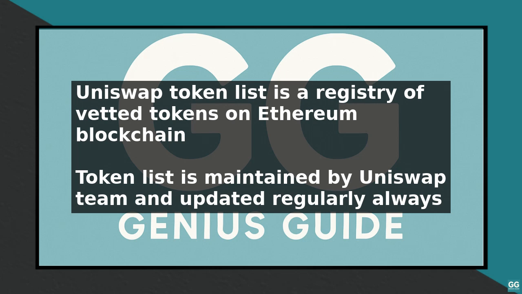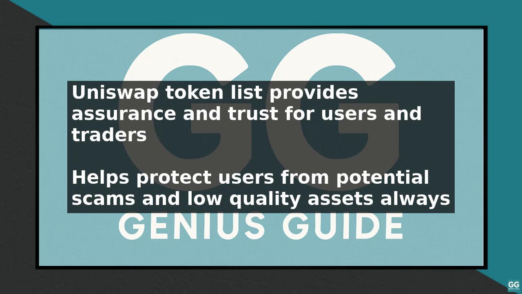To begin, let's define what the Uniswap token list is. The token list is a registry of tokens that have been vetted and approved by the Uniswap community, ensuring that they meet certain standards and criteria. This list is maintained by the Uniswap team and is updated regularly to include new tokens and remove any that no longer meet the required standards.